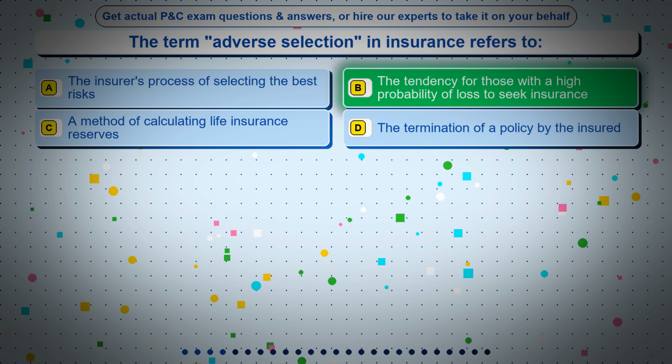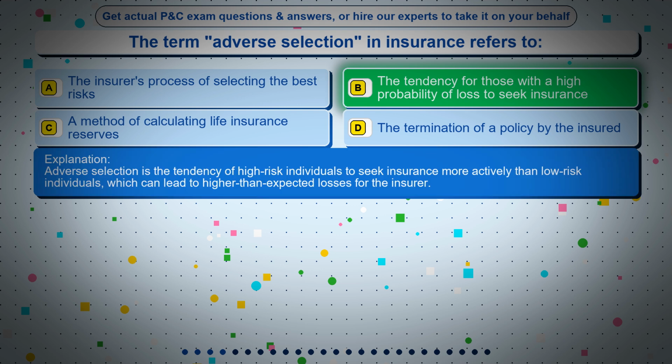The correct answer is option B. The tendency for those with a high probability of loss to seek insurance. Adverse selection is the tendency of high-risk individuals to seek insurance more actively than low-risk individuals, which can lead to higher than expected losses for the insurer.